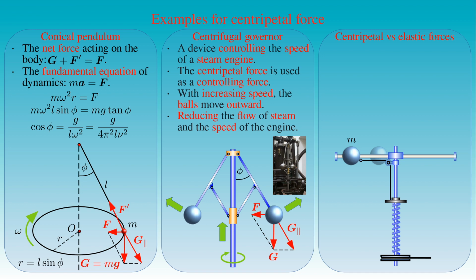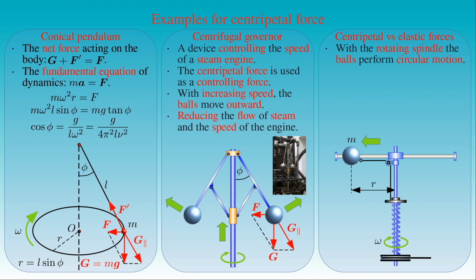If the spindle is rotated, then the ball performs a uniform circular motion with the angular velocity omega. At the same time, it moves radially outward from the center of the motion covering the distance r. In other words, the ball moves along a circle with the radius r.